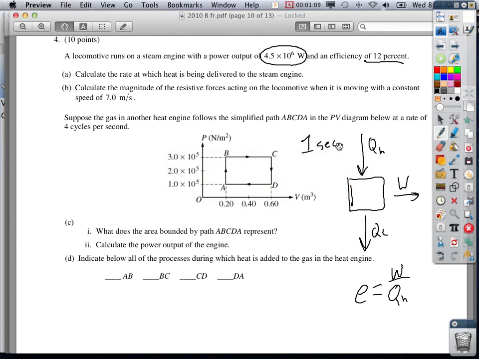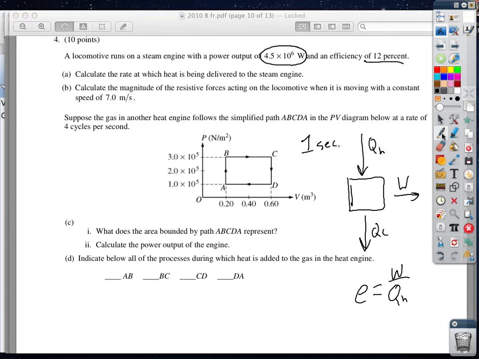So in 1 second, the power output, that's this, right? The power output here is 4.5 megawatts. That's the power output. So we're looking for the QH. So then we just use this equation. QH is equal to W over E, or 4.5 times 10 to the 6th divided by 0.12.